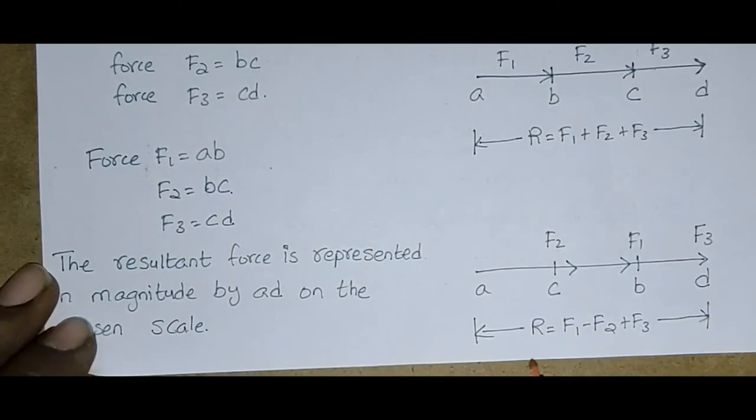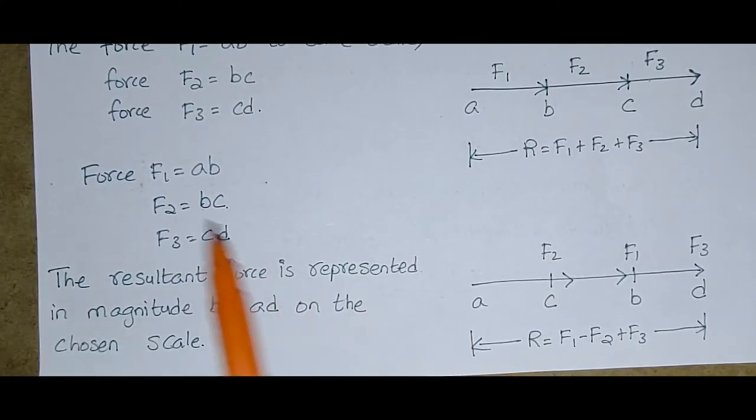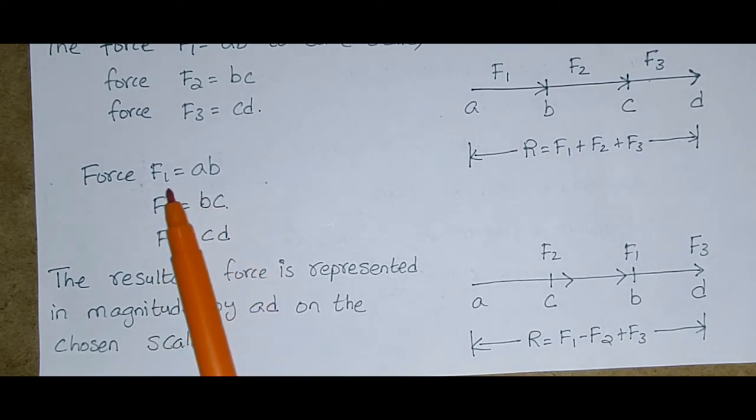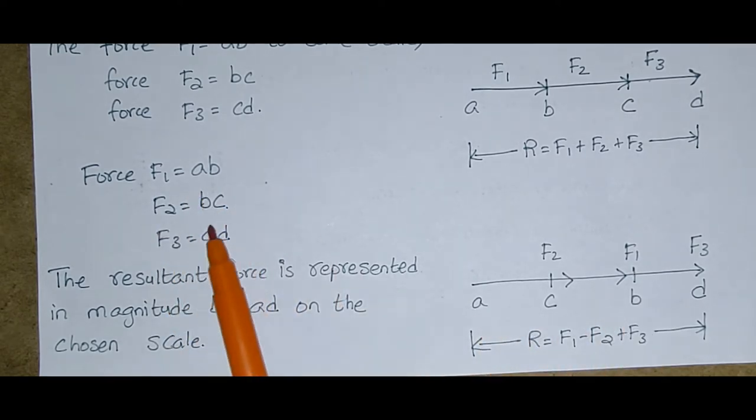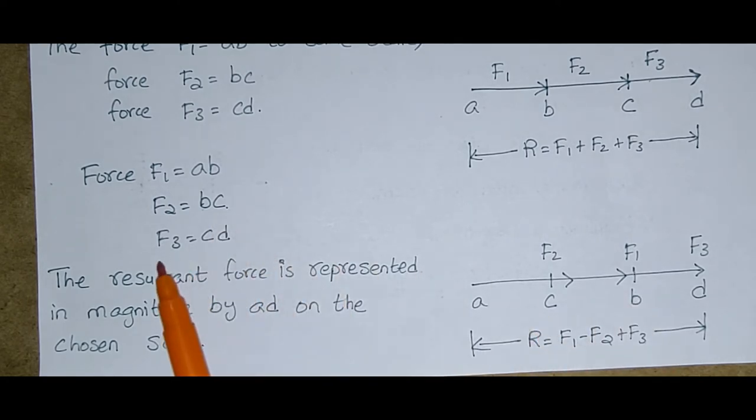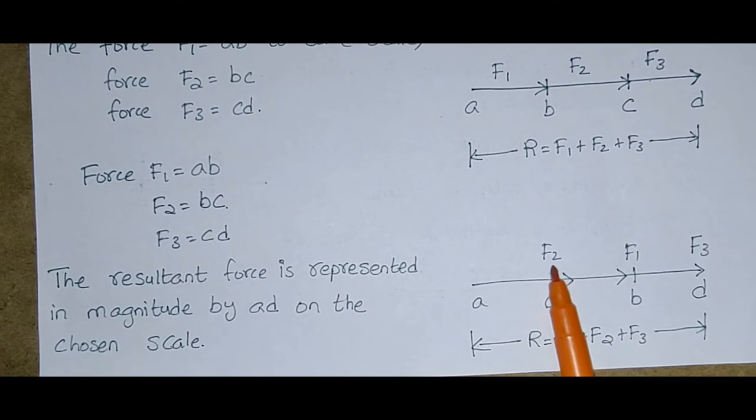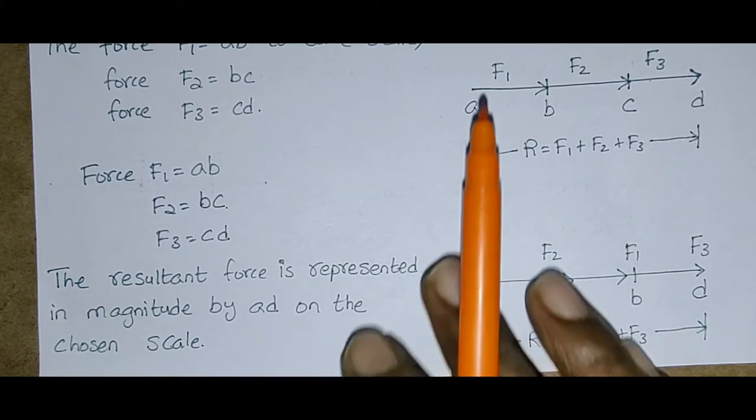Now, if you see the other diagram here, force F1 is equal to A to B, force F2 is equal to B to C, and F3 is equal to C to D. The resultant force is represented in magnitude by AD, A to D, on the chosen scale. Here F2 is opposite. So what we write here is our resultant R is equal to F1 minus F2 plus F3.